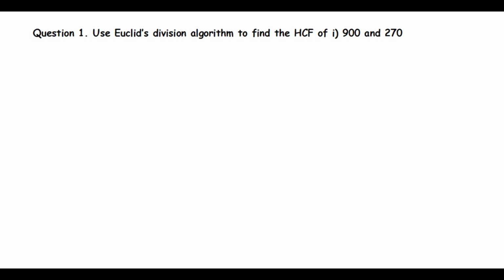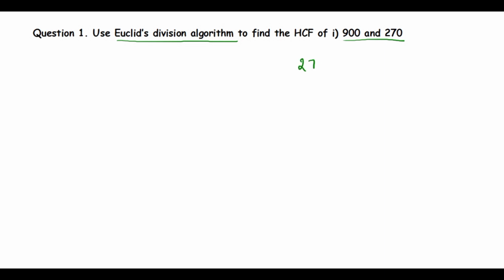In this class, I am going to explain how to find the HCF using the Euclid division algorithm. The two numbers given here are 900 and 270. You already practiced in your 5th or 6th standard how to find the HCF using the division method. So let us recall that.